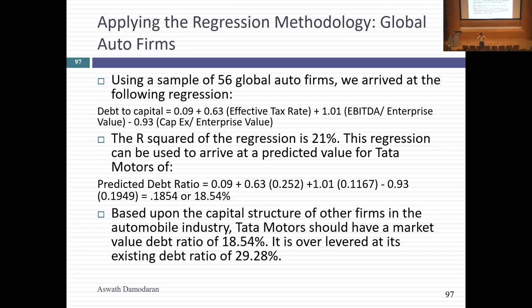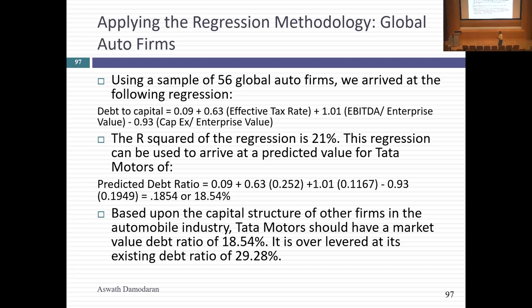So rather than sit there and judge R-squareds for yourself, that looks low, that looks high, accept it for what it is, because the range is going to be reflective of that R-squared. Final step in the process, I compare Tata Motors' actual debt ratio to the predicted debt ratio. I'm ready to make a statement about Tata Motors.